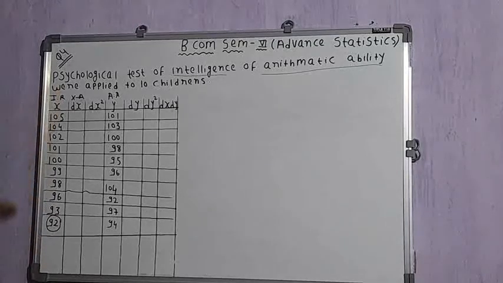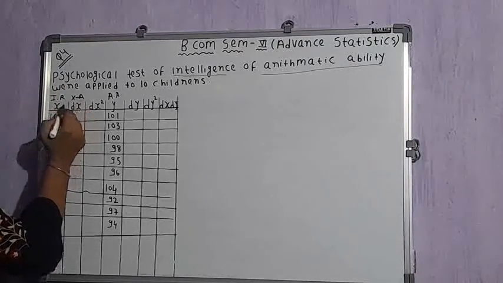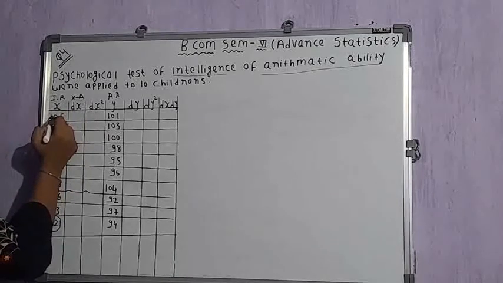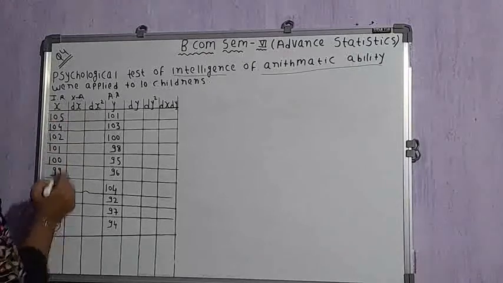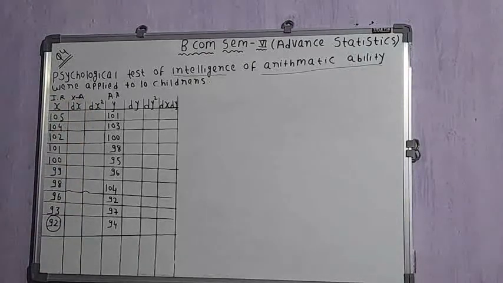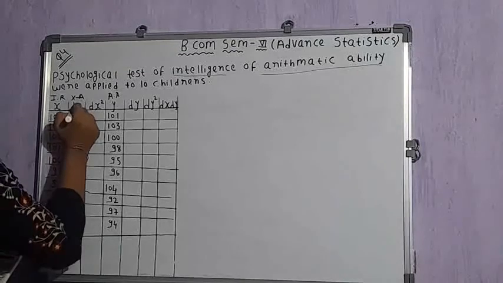What is the formula for the assumed mean? X minus a. What is the value of the first item? 105. What is the value of the assumed mean? 92. So we will do 105 minus 92, and we will get the value of dx. 105 minus 92 is equal to 13.